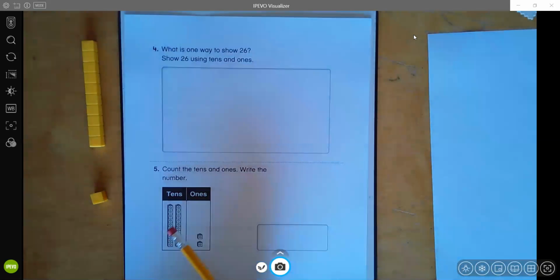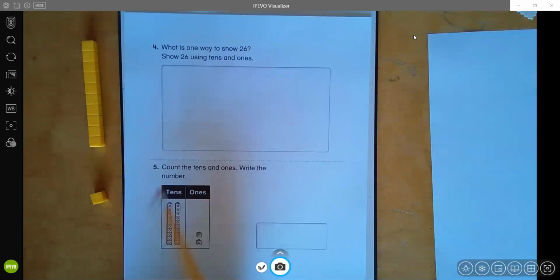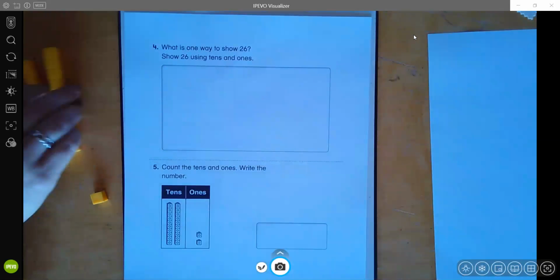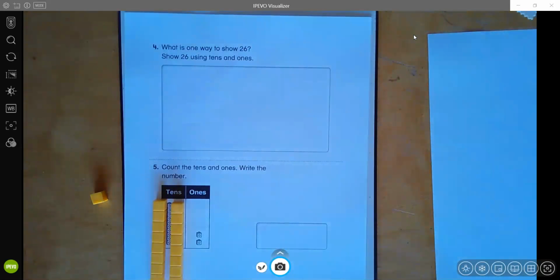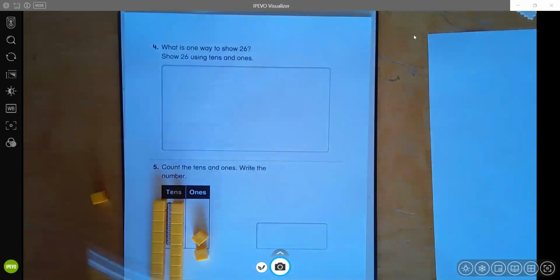I'm going to go down to number 5. Count the tens and ones, write the number. So you're going to look at the place value chart here. You're going to count to see how many tens there are and how many ones there are. And I am also going to show you with my manipulatives how many they have there. Okay, so count that, write the number. You might want to pause the video. Okay, we're going to move on.